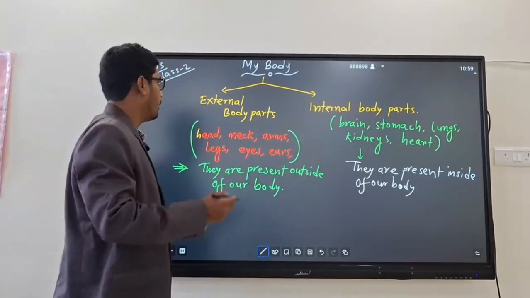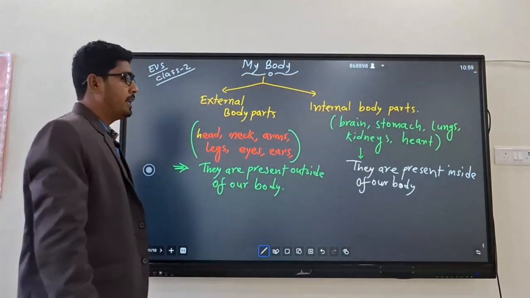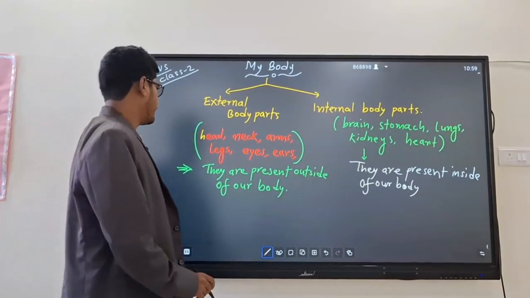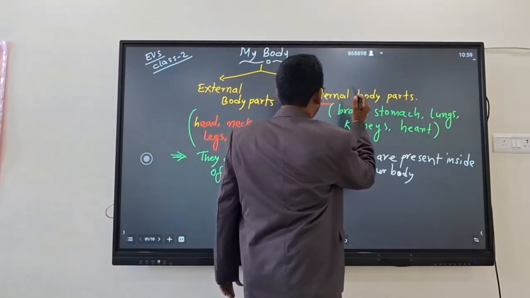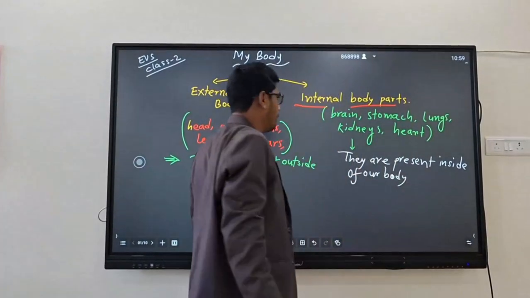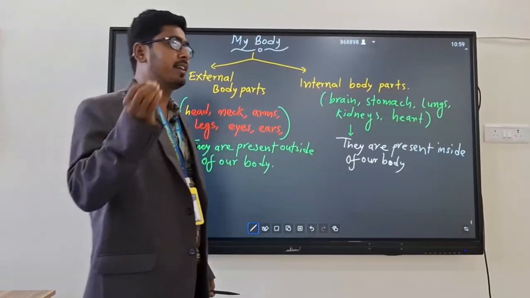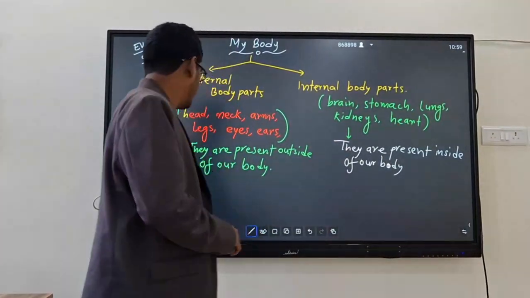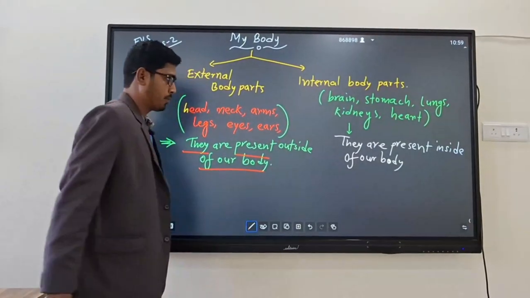Okay, now let's start our topic, my body. In our body, there are two parts. One is external body parts, another is internal body parts. External means we can see them from the outside. They are present outside of our body.